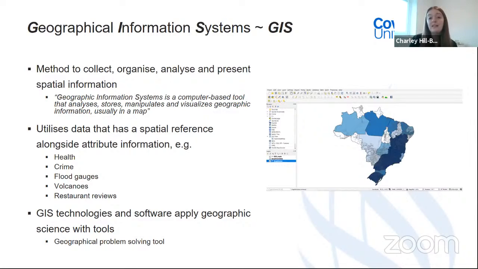But there are other ways that we can use this data. We can think of things like health and crime and floods, even volcanoes. And those are very geographical issues. But more generally, we can think about using these applications of GIS to look at things like restaurant reviews. What restaurant is within 5 miles of me that has a 5-star review, or a Michelin star even?